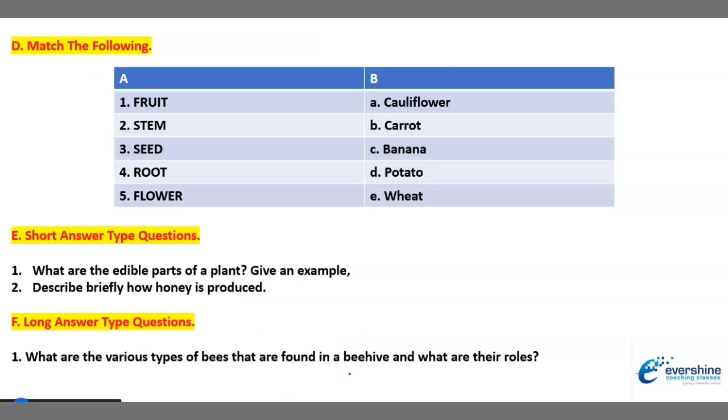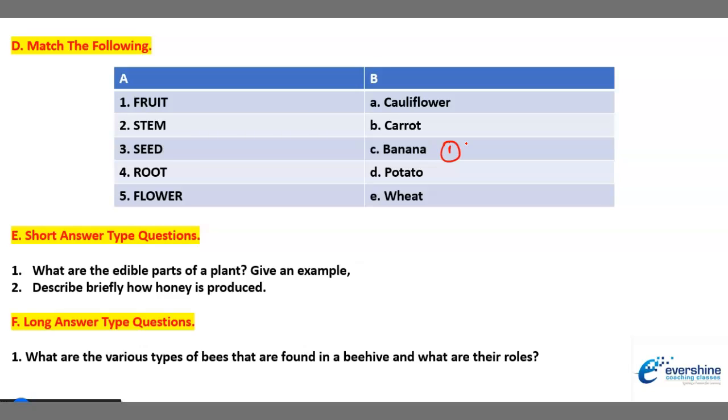Match the following. Now you can see in match the following, I have given A and B columns. You have to choose which is the correct one. Fruit, stem, seed, root, flower. Fruit. Which is the fruit in B? Cauliflower, carrot, banana, potato, wheat. Which is the fruit, children? That is banana. So this is the first answer.